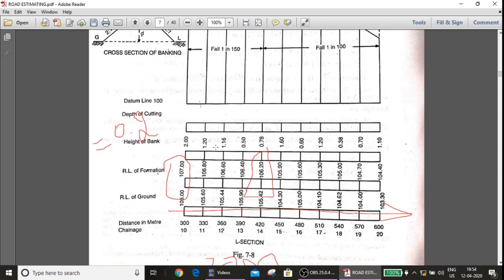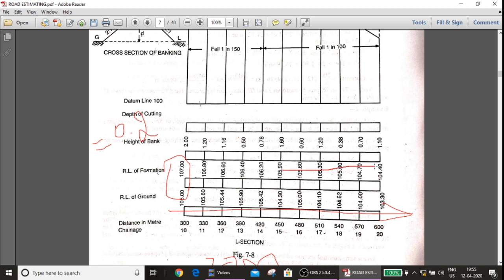What we have to do, 1 by 100 into 30, we will get 0.3. Okay, before we got 0.2, and after 14 we have to subtract 0.3. So for 106.20 we have to subtract 0.3, so 105.90.